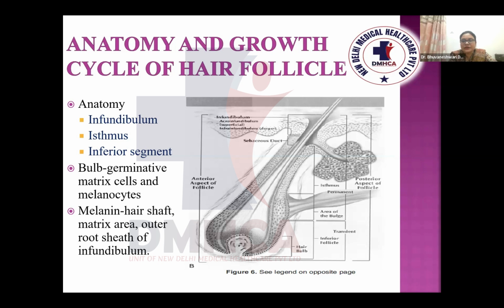Uppermost you can see the infundibulum. It is also known as acroinfundibulum. It is the superficial infra-infundibular portion. And the sebaceous duct, that portion of attachment of the sebaceous duct is the isthmus, and below this is the inferior segment, which is again classified into two parts: the area of the bulge and the lowermost bulb area.